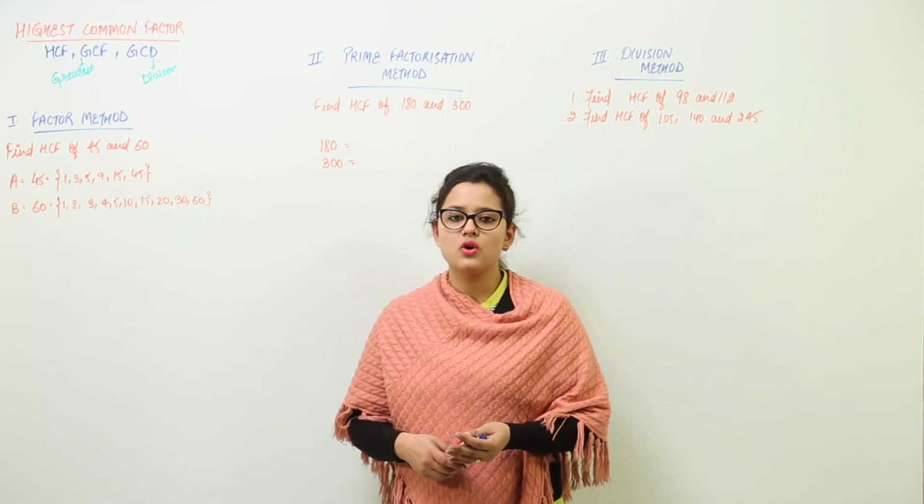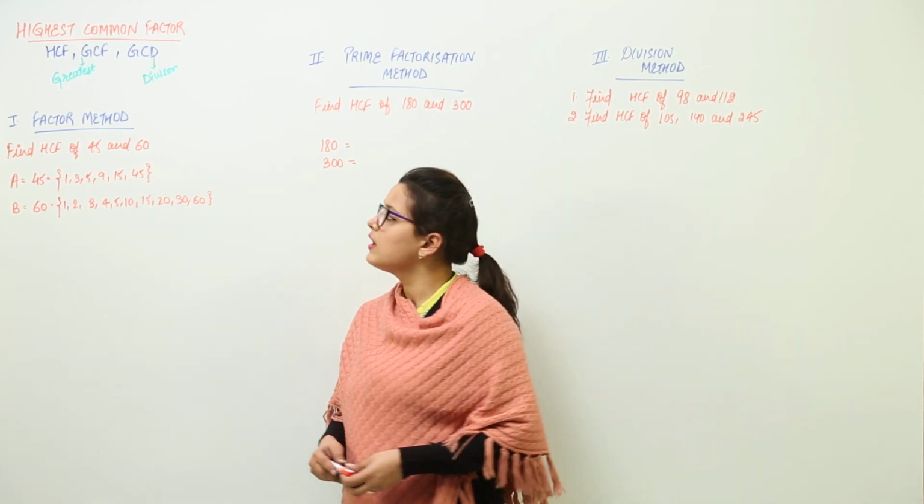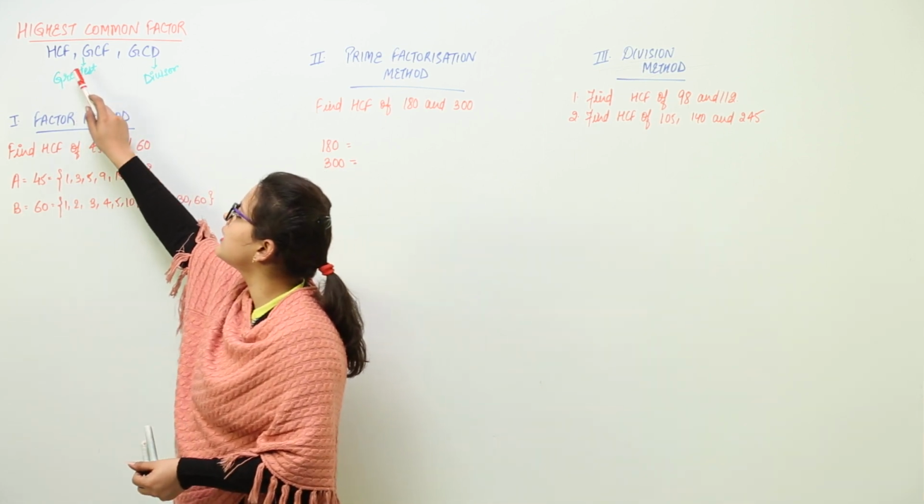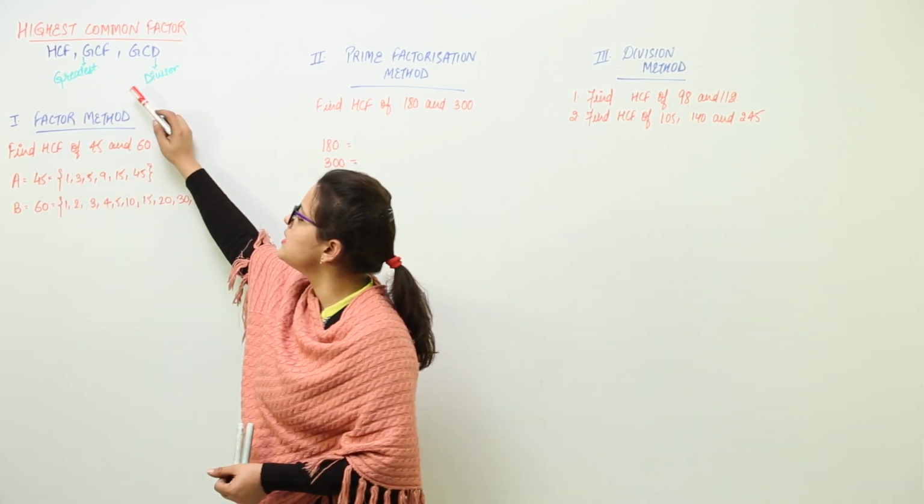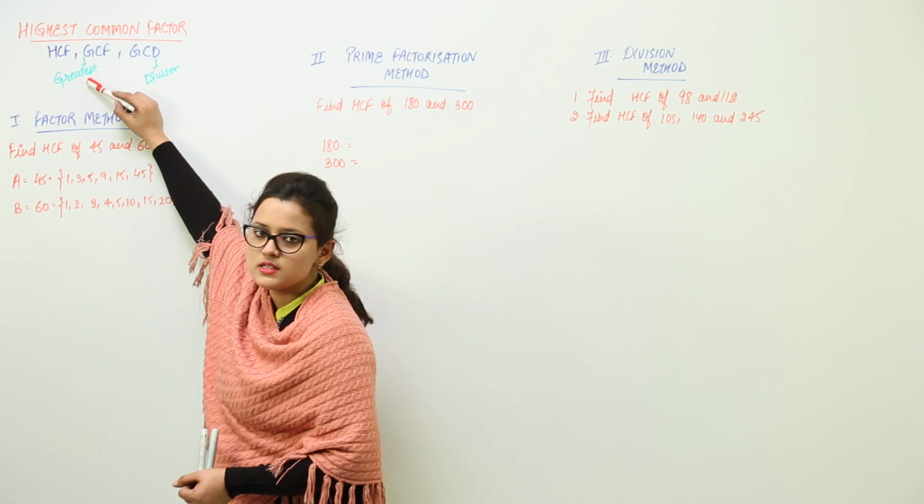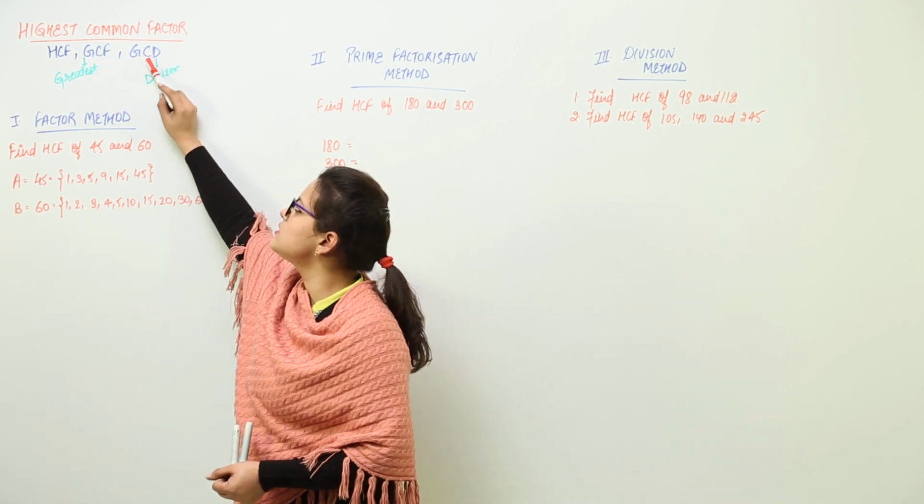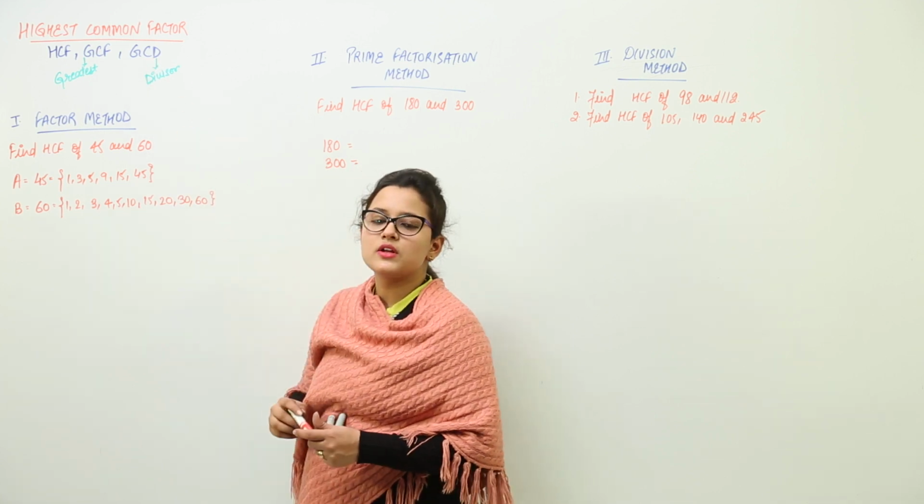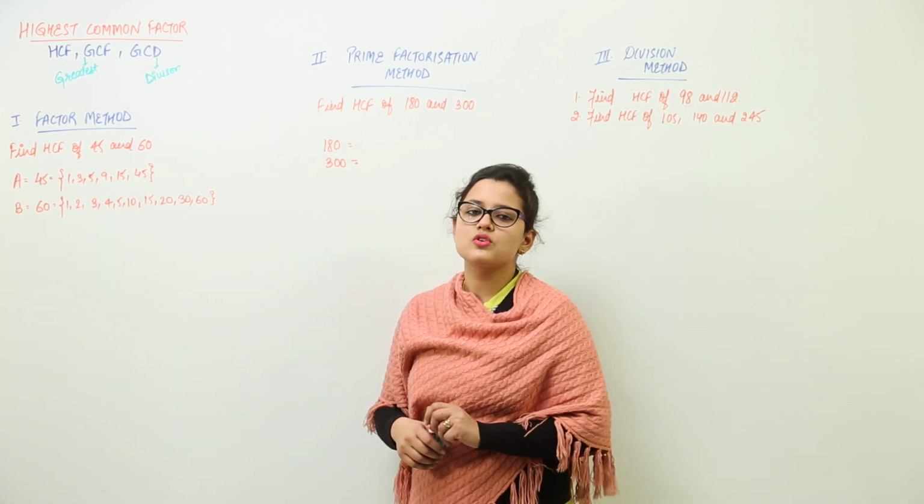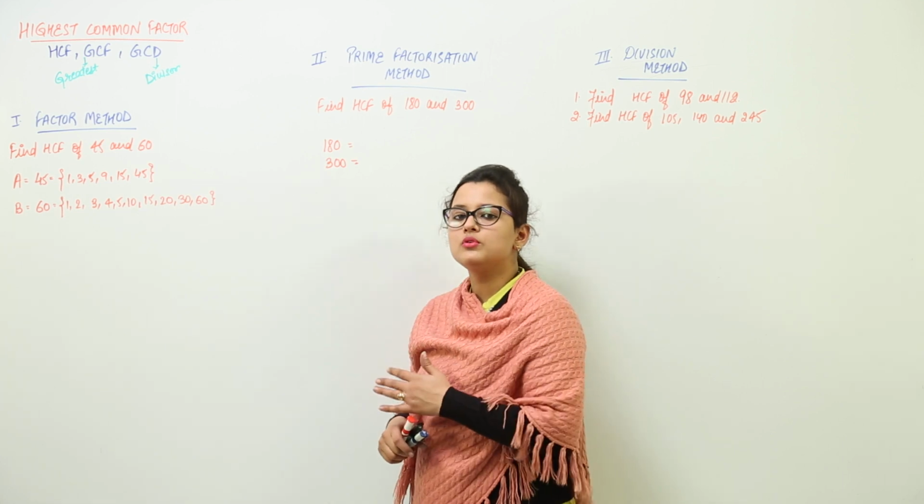Let's do the highest common factor, or HCF. The other names for HCF are GCF and GCD. Here G stands for greatest, so greatest common factor, and here we have greatest common divisor. So actually what is HCF? It is the greatest common divisor only. We'll come to know how it is.